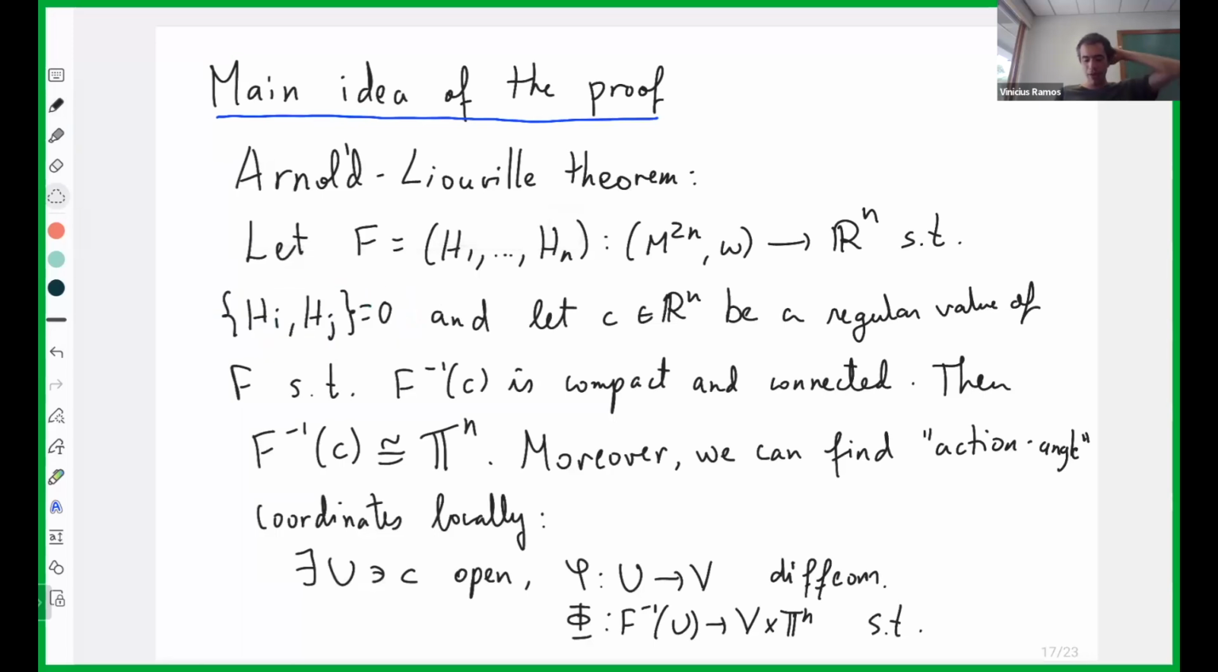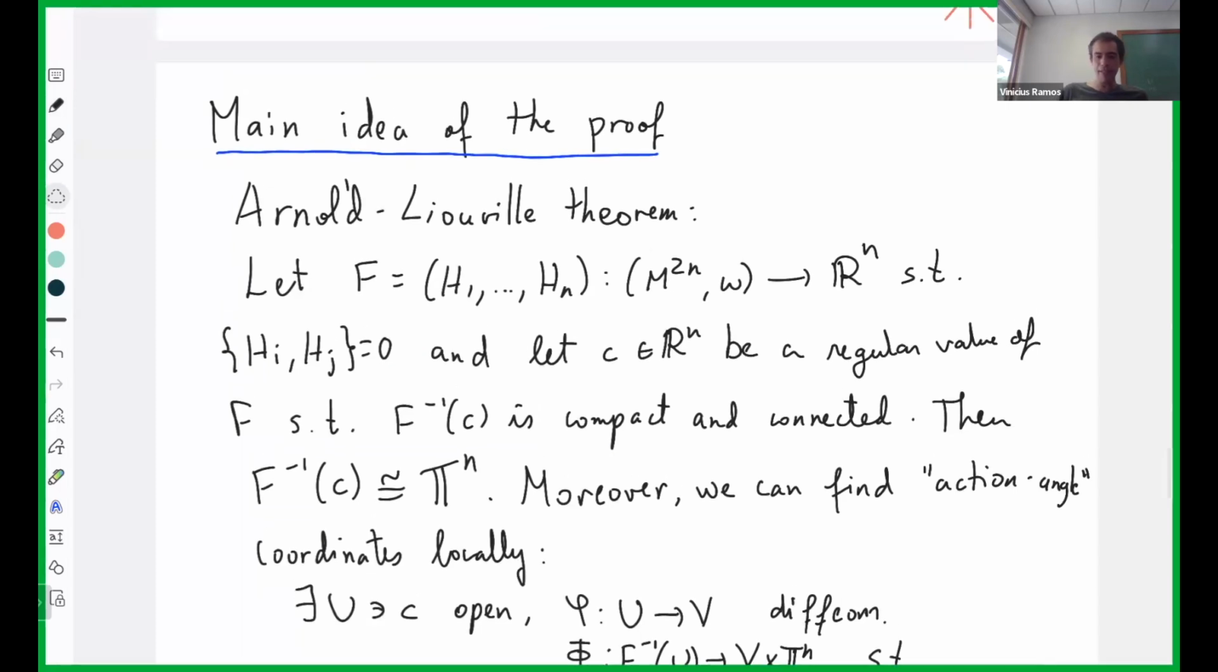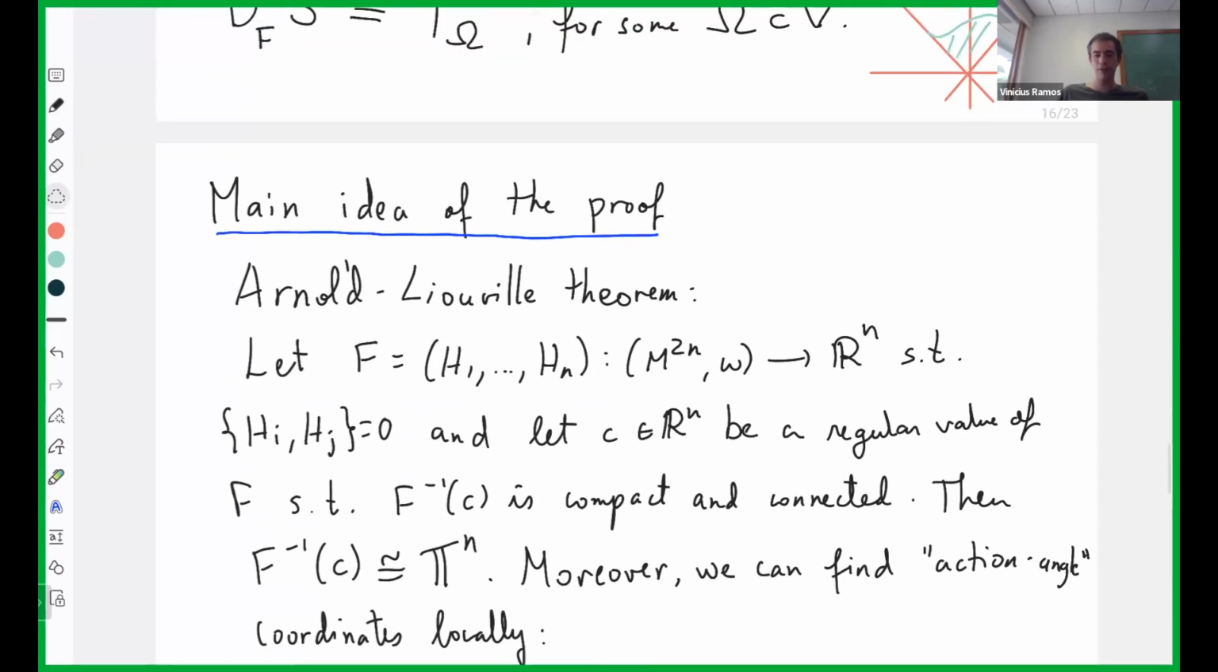And we pick a regular value of the total map when you put all the Hamiltonians together. And it has one important property, which is that the pre-image is compact and connected. Then the pre-image is diffeomorphic to a torus. So this is the first part.